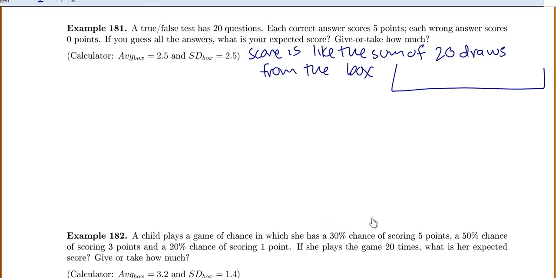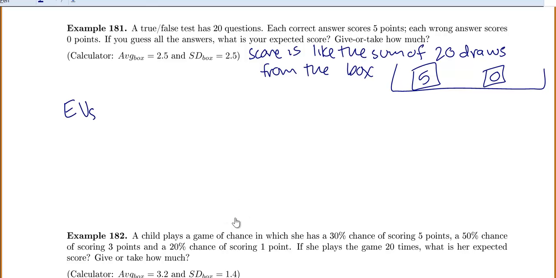Let's see what goes in the box. A correct answer is 5 points. An incorrect answer is 0 points. Now it's true-false, so you only have 2 choices. We only need 1 ticket of each. There's our box. Now you might have noticed that if you have the average of the box and standard deviation of the box, you don't even need to find the box to do these problems. But it is good practice for us to learn how to write down what the box is.